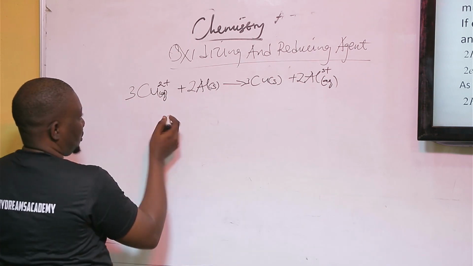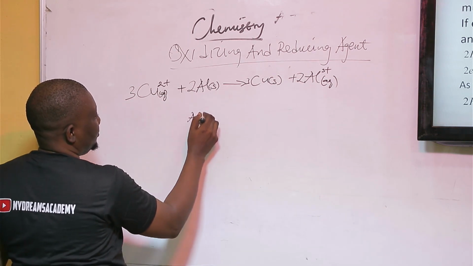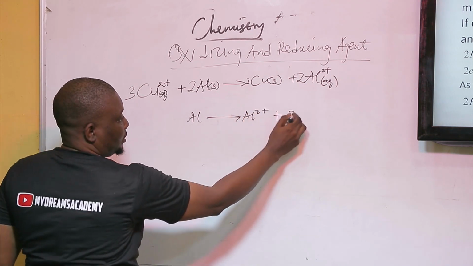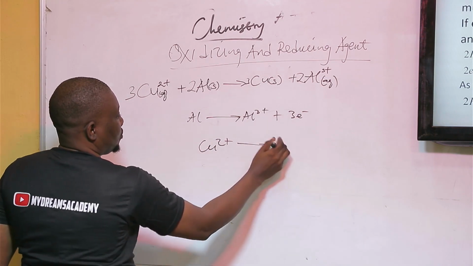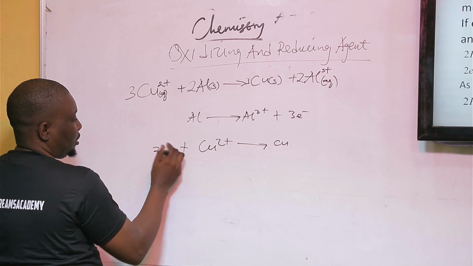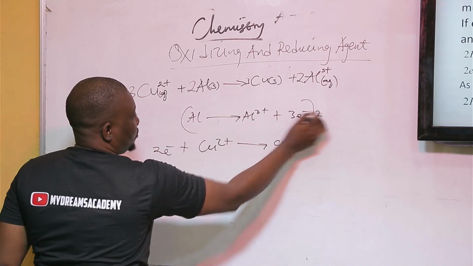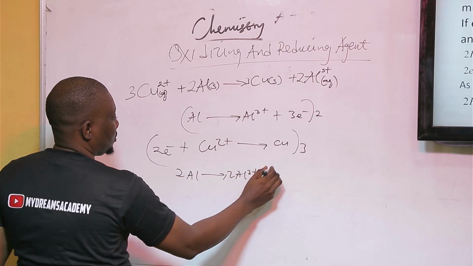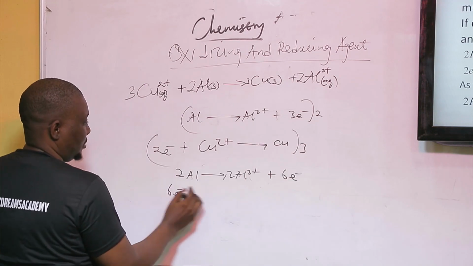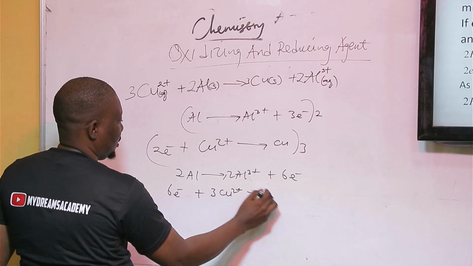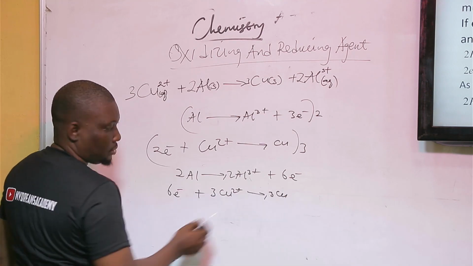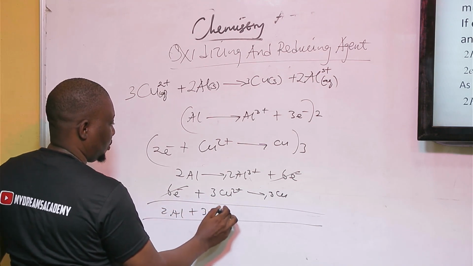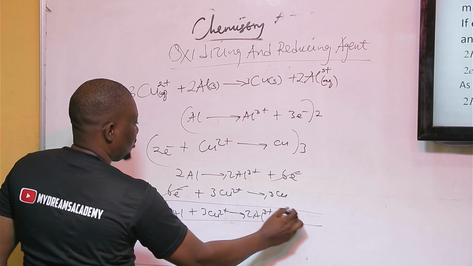Or you can follow the process of balancing. Okay, Al 3 plus. So what do you do to balance this half cell? Add 3e minus. Copper here to copper here. What do you do to balance this one? Add 2e minus here. So you multiply here by 2, here by 3. So here is 2Al 3 plus 6e minus, here 6e minus plus 3Cu 2 plus, and here 3Cu. No free electrons, so you cancel. Then the overall now will be 2Al plus 3Cu 2 plus equals 2Al 3 plus 3Cu.